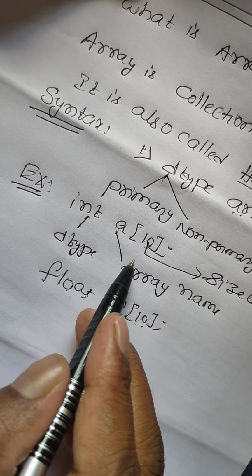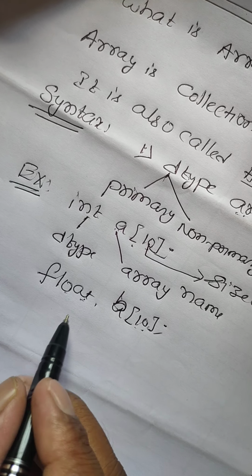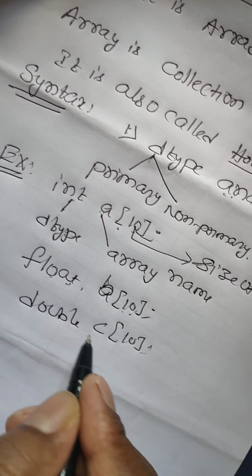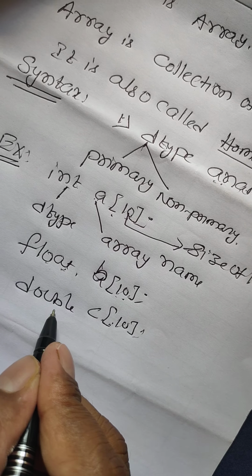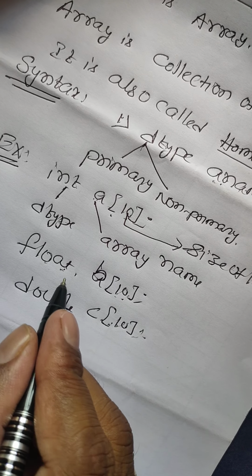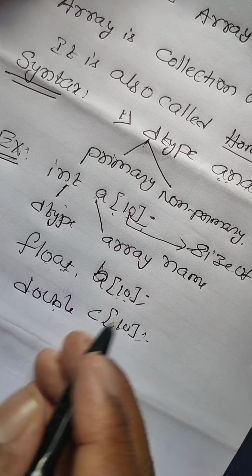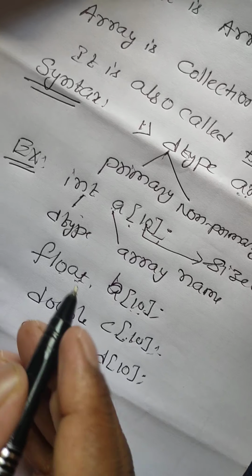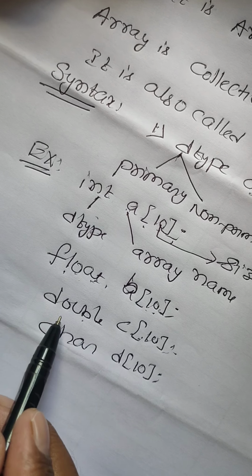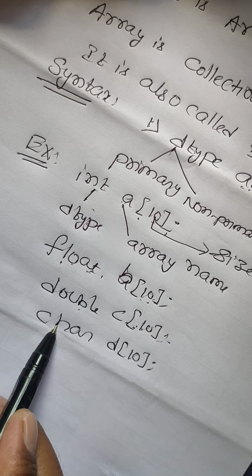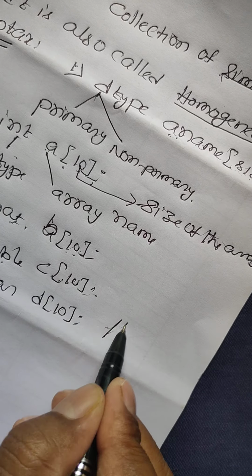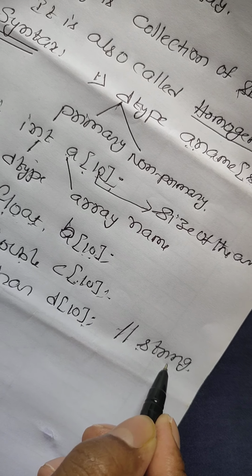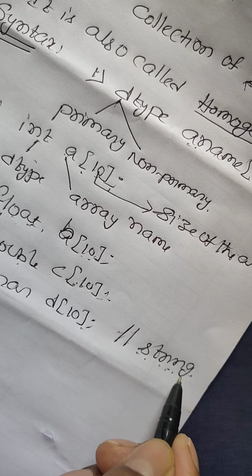So this is the integer array, this is the float array. If you take double c of 10, it will be a double array, because it contains double values. Sometimes we take char d of 10, which is a character array. In C language there is another name for it, a string. A character array is also called a string. In the next class we will discuss strings in detail.